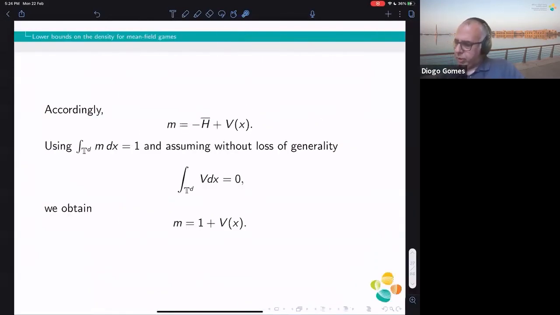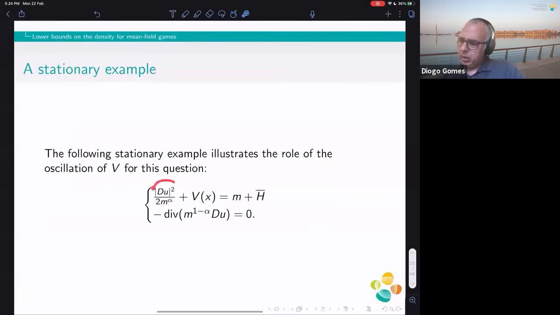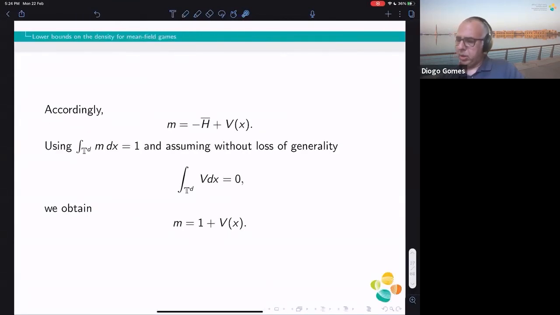Now, if u is zero, then you go to this equation. But this is zero, then I know what m is, right? Let's say for normalization, I ask m to be a probability measure, and I can always add a constant to V so that its integral is zero, which doesn't change the oscillation. You get that m equals one plus V. And now you see that you have a contradiction if V has a high oscillation, because then m can take negative values, and this would be a serious problem.